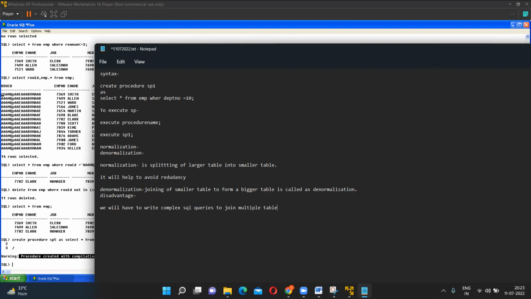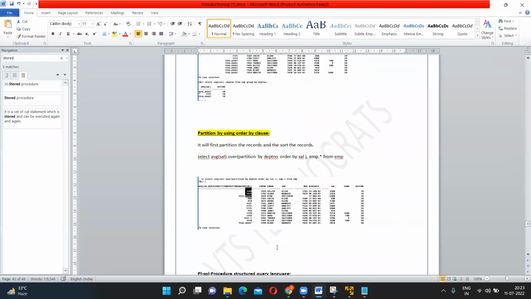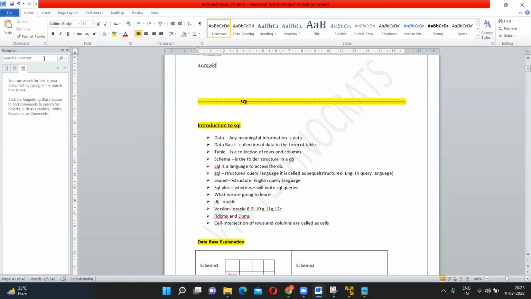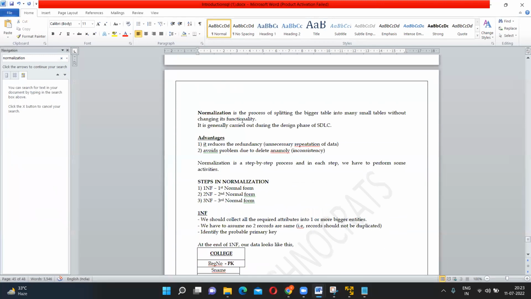Fine, guys. Now we'll see it with the diagram. What is normalization and what is denormalization? Let us come here. I've given you a separate diagram for normalization and denormalization. So now, guys, what is normalization? What I have written is: the process of splitting bigger table into smaller tables without changing its functionality. It is carried out during the design phase of SDLC. What is SDLC? That I will tell you later. As of now, just know that normalization is a process of splitting bigger table into smaller tables.